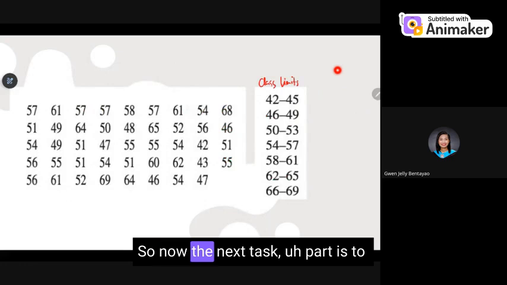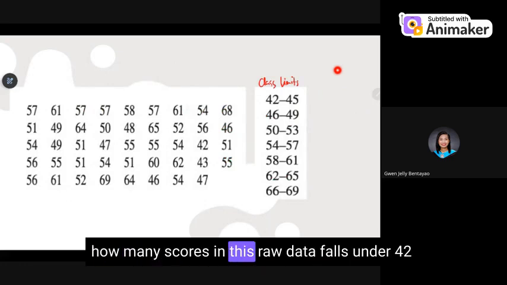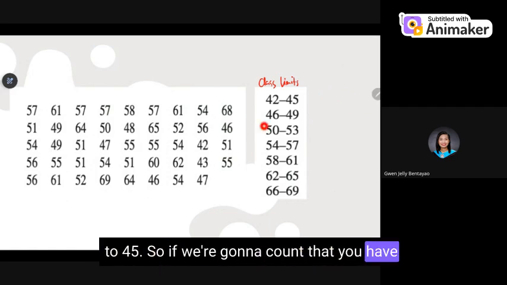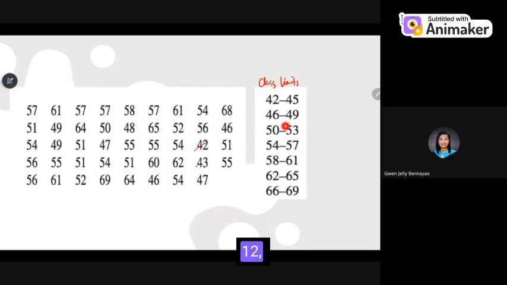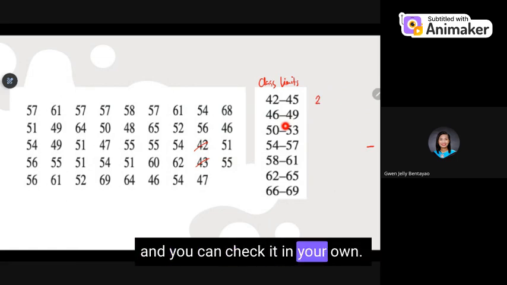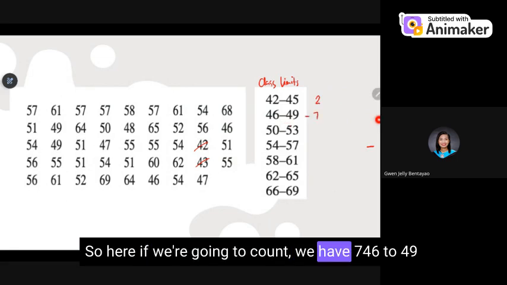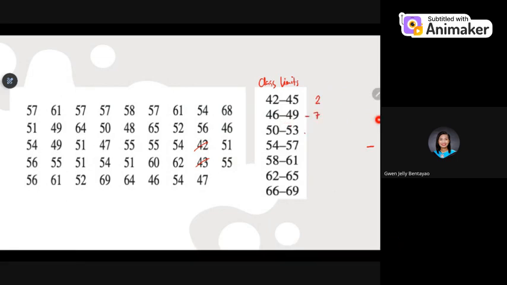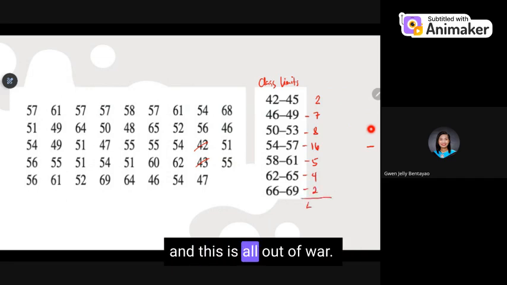So now the next part is to tally how many scores in this raw data fall under 42 to 45. If we count that, you have 1, 2. So you have 2. And so on and so forth. You can pause the video and check it on your own. So here, if we count, we have 7 for 46 to 49, we have 8, we have 16, we have 5, we have 4, and we have 2. And this is all 44.